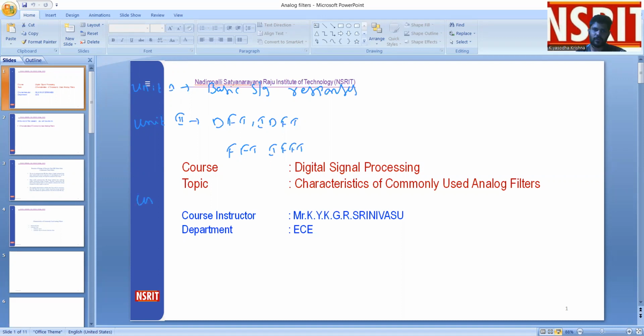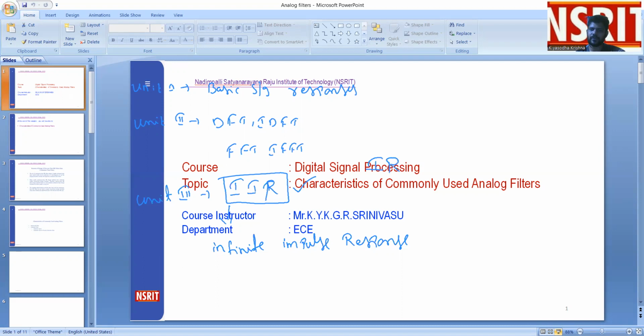But coming to unit 3, we discuss the concept called IIR, infinite impulse response. So what is the impulse response? We know what the impulse response is. Impulse response means you give the input as an impulse to the system, whose response is h of n. While giving the input as an impulse, the output you get is called the impulse response.